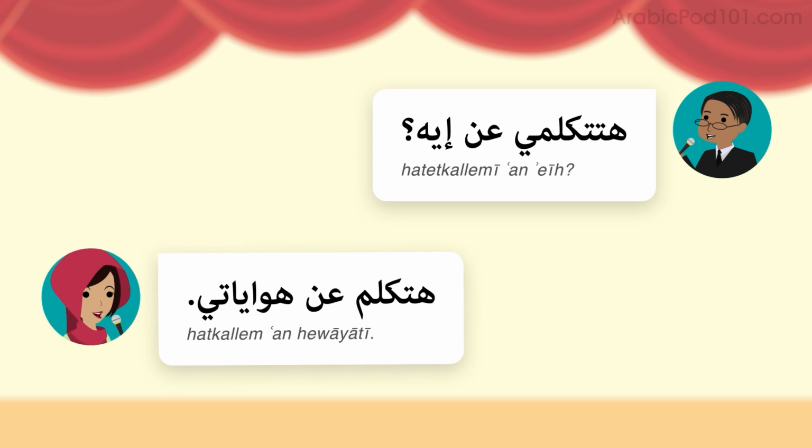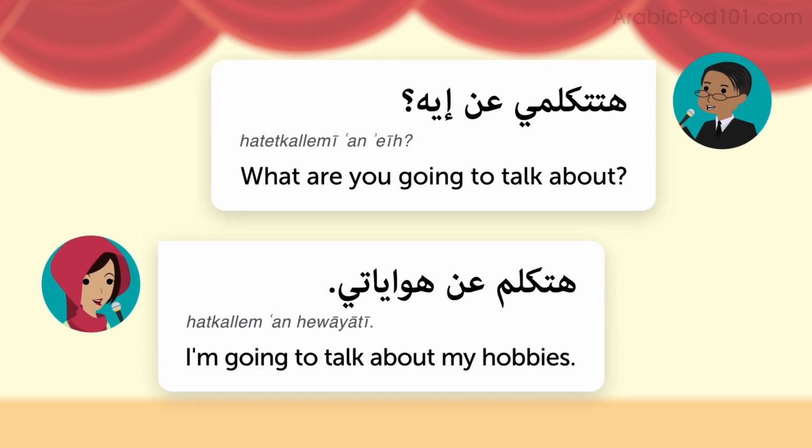Listen to the dialogue. هتتكلمي عن إيه؟ هتكلم عن هواياتي. Once more with the English translation. هتتكلمي عن إيه؟ What are you going to talk about? هتكلم عن هواياتي. I'm going to talk about my hobbies.